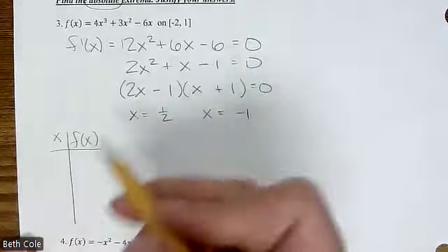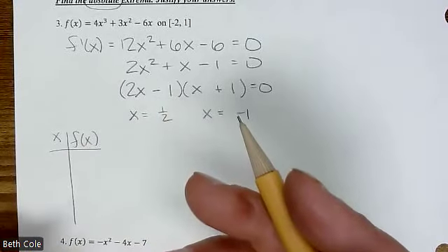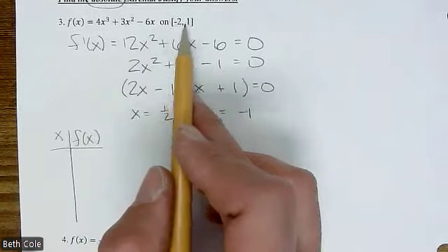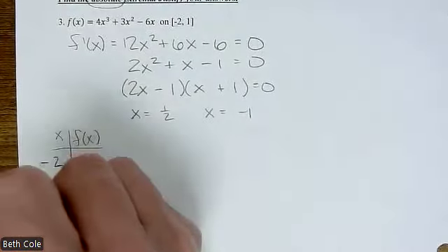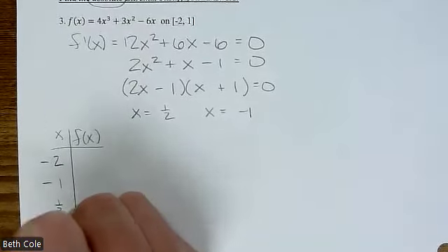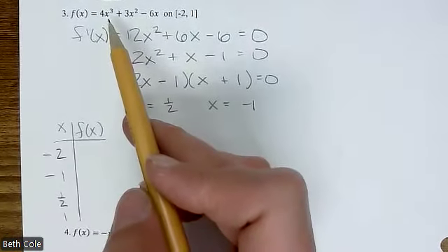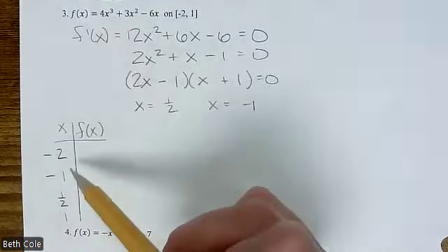Right? So I like to put these in order because I'm very type A. It really doesn't matter what order you put these in, but our candidates are these endpoints and these critical points. So I like to put them smallest to biggest. Again, you do you. And again, those get plugged into the original one. So let's just see how far we can get.